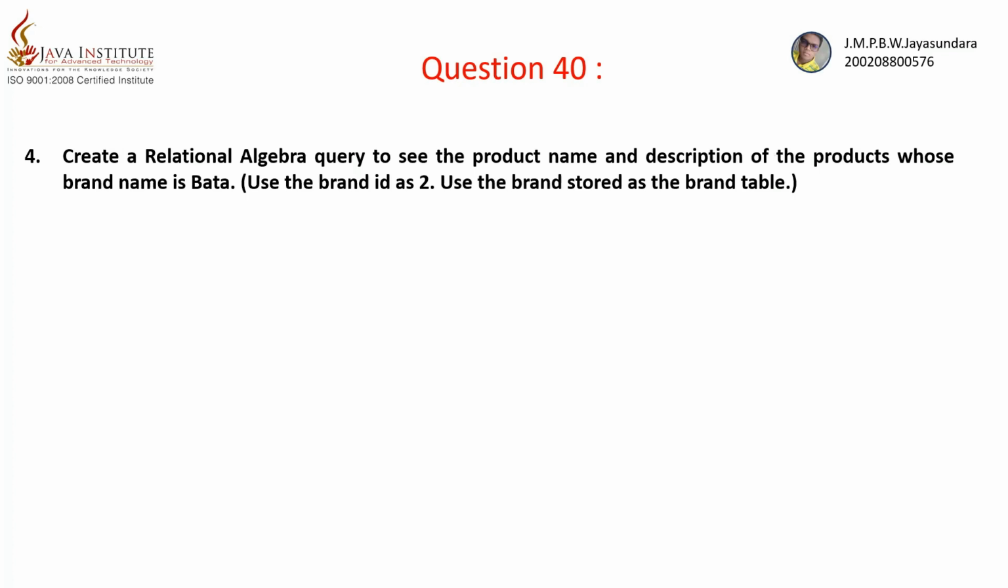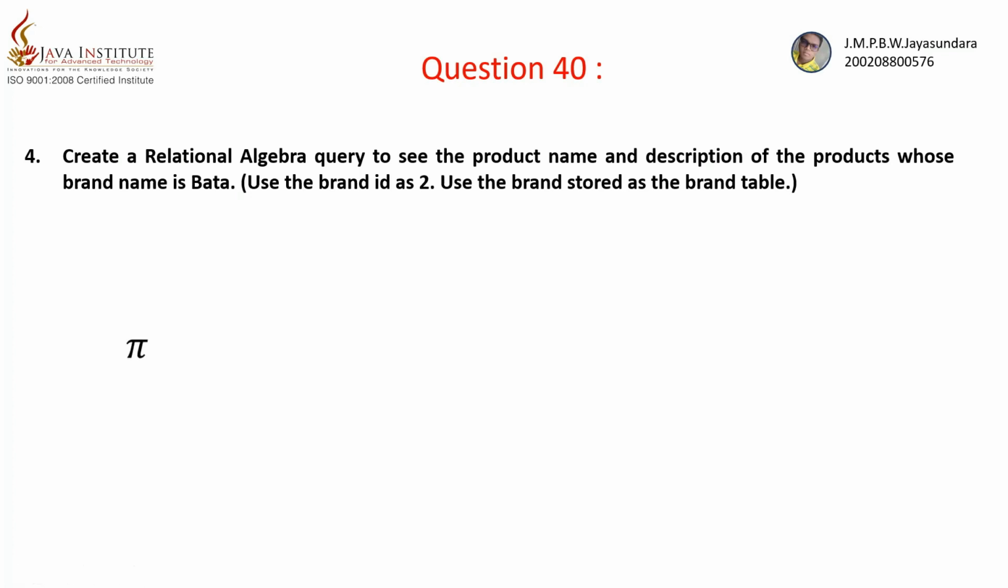This is our fourth question. It says, create a relational algebra query to see the product name and description of the products whose brand name is Bata. Use the brand ID as 2. Use the brand stored as brand table. So as you can see here, they have given us a condition. We only need to take the product name and description out of that output. So in order to do that, we have to use both selection and projection in one statement.